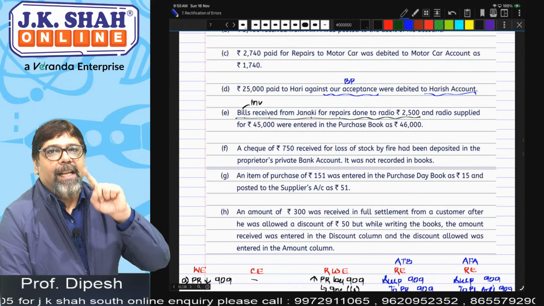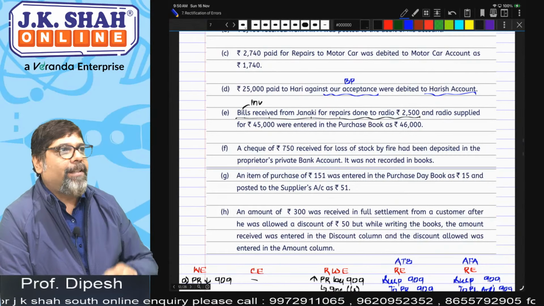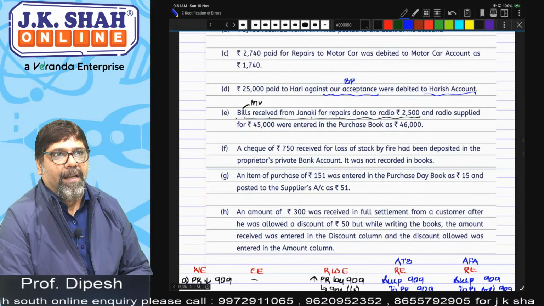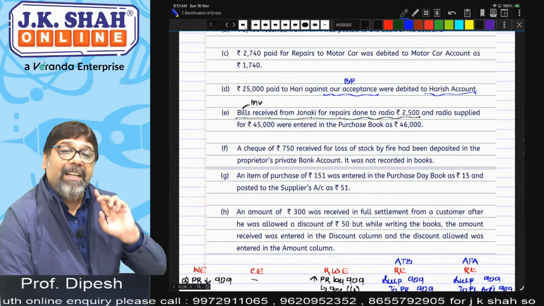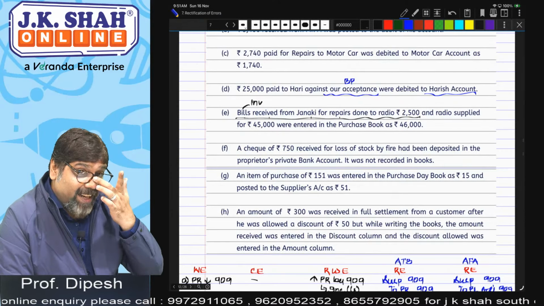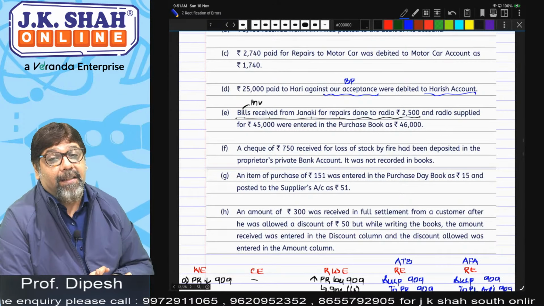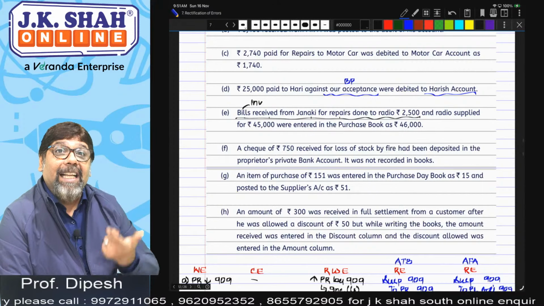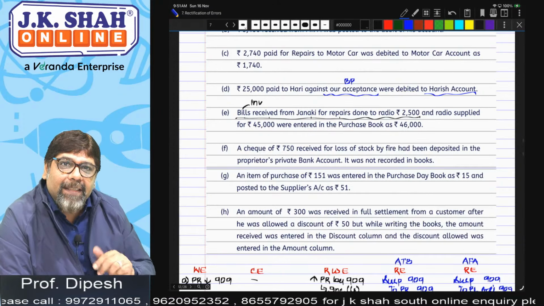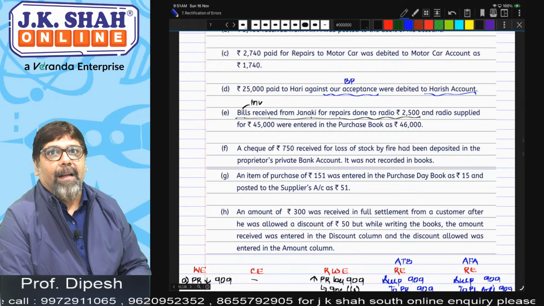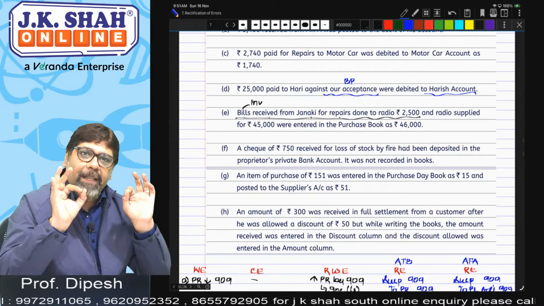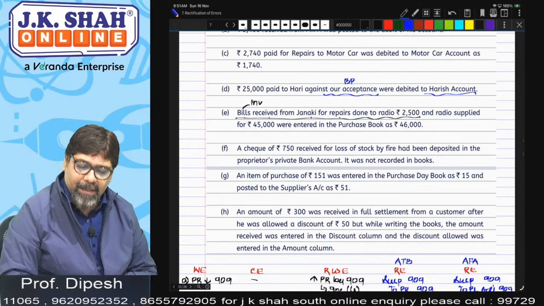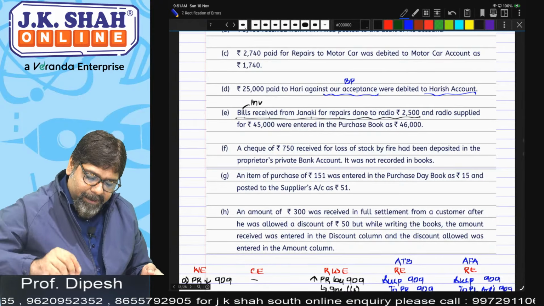If Janki has repaired the radio, then she cannot give us bills receivable. Correct? If we have repaired the radio for Janki, then we would accept bills payable. This is a normal invoice. Bill received from Janki for repairs done to radio.